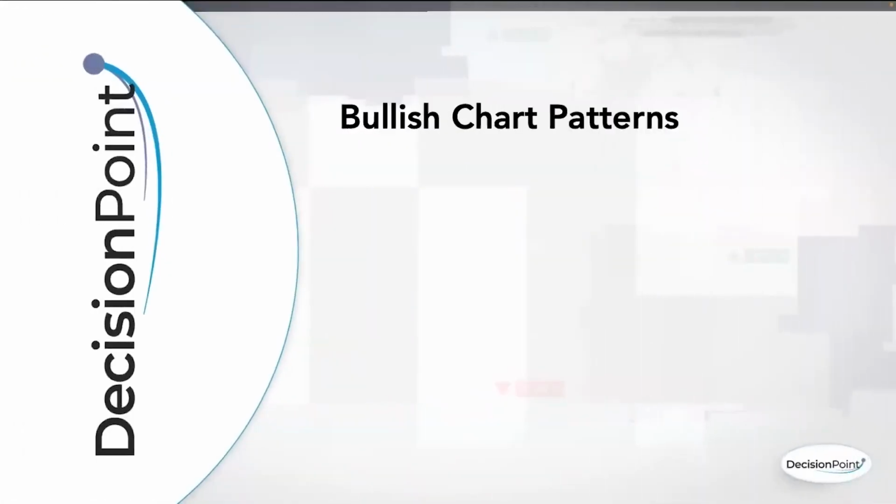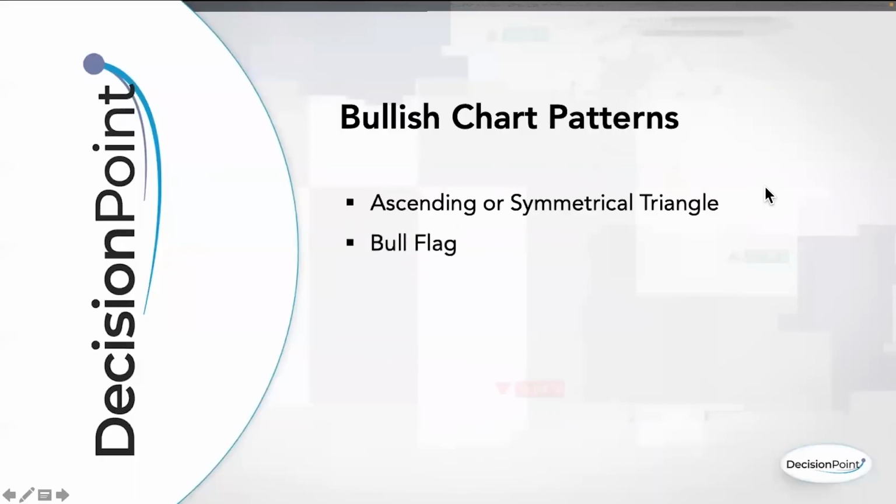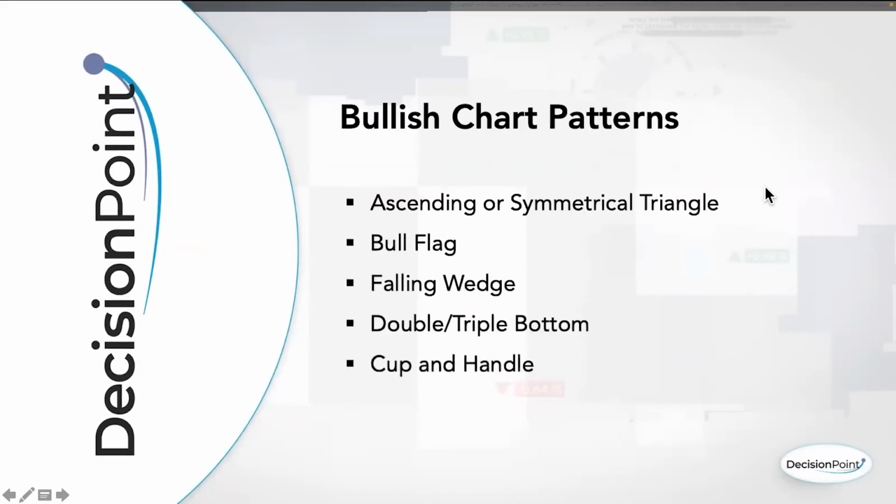So we'll start with bullish chart patterns, but as of this recording, we are seeing more of a bear market situation. I'm going to go through both because maybe you're watching during a bull market. The first ones we'll go over are those bullish chart patterns. We're going to look at the ascending triangle and the symmetrical triangle. We'll look at a bull flag, a falling wedge, and a double or triple bottom, as well as a cup and handle. And then finally, a V bottom.